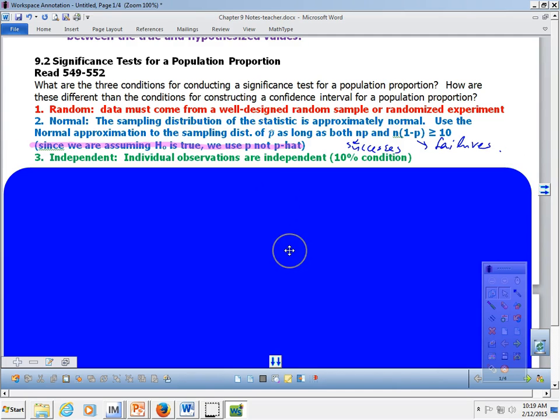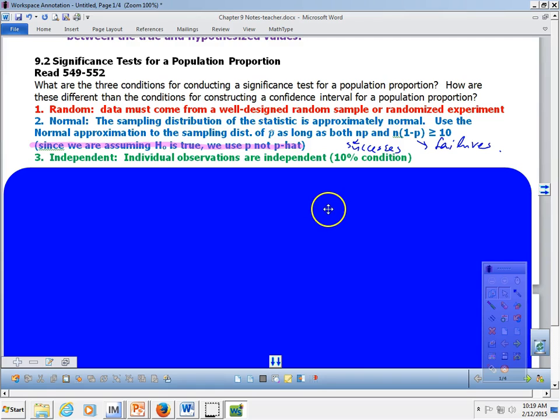Okay? And the last one is independent. We want our individual observations to be independent. We don't want the success rate to change from individual to individual. Even though we're sampling without replacement, we know that's going to happen. We just don't want it to change too much. And so we're going to check our 10% condition again. And again, it usually needs to come in the form of an assumption. We're going to assume this many in our population, or we're going to assume that this sample size is smaller than 10% of our population. Okay?